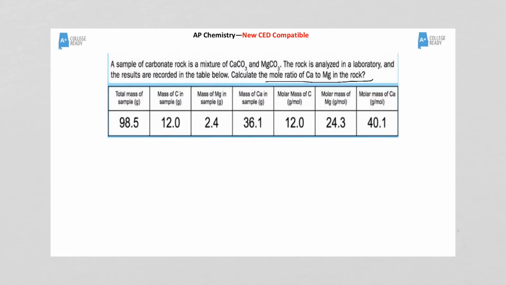We have the total mass of the sample, so that's everything together. We have the mass of carbon in the sample. And I'm thinking, do I even need to know the mass of carbon in the sample? They haven't asked me anything about carbon, so I'm not going to need to worry about that. I've got the mass of magnesium in the sample. Do I need to know that?